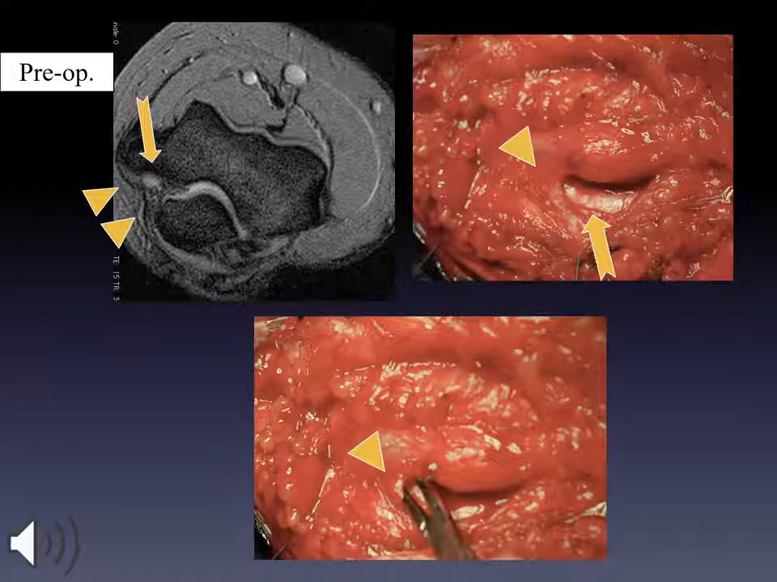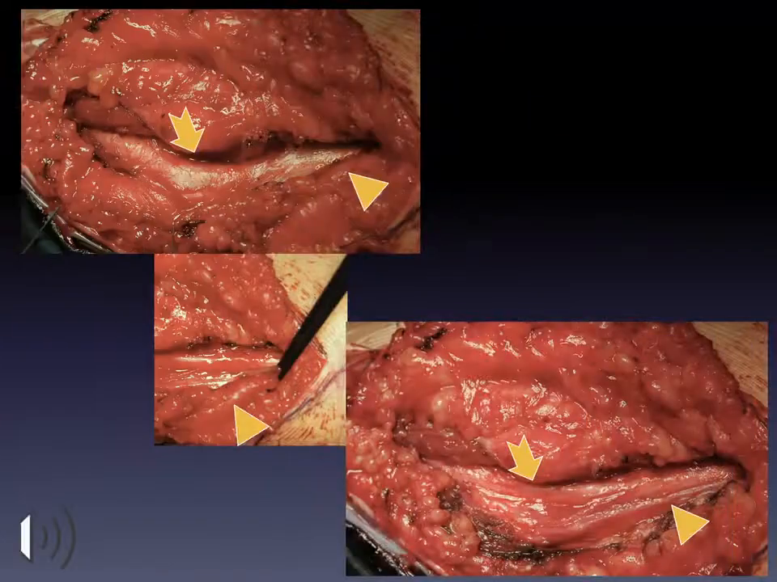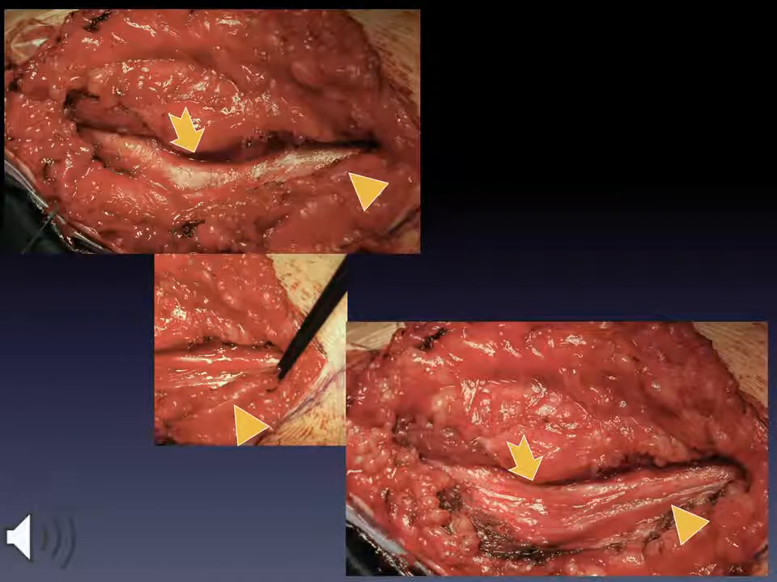The arrow is pointing towards the ulnar nerve, while the arrowheads point towards the cubital tunnel with muscle strengthening, both in the MR and intraoperatively. The arrow points towards the ulnar nerve, while the arrowhead points towards the prominent portion of the triceps medial head before, during, and after the section.